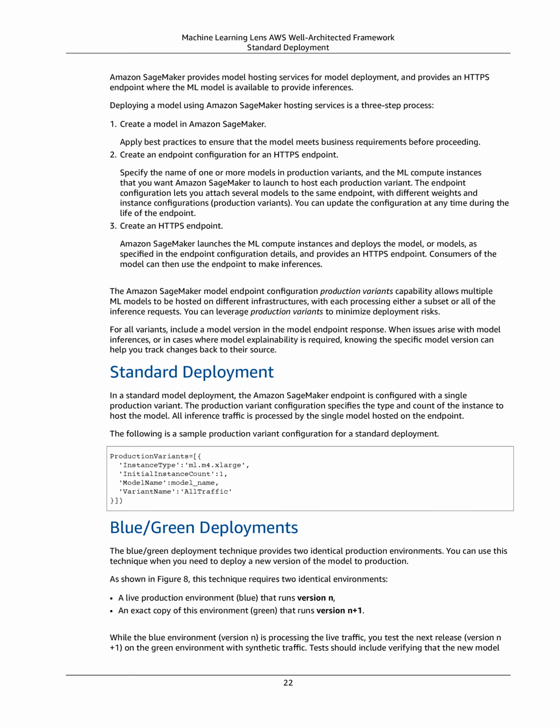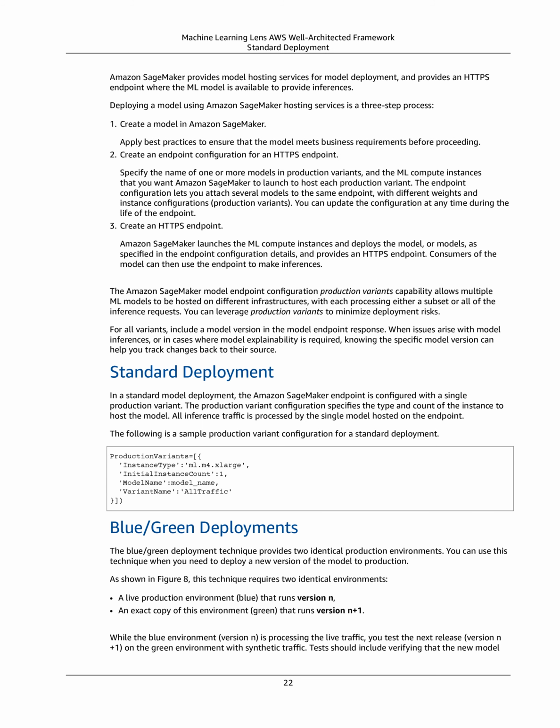Standard deployment. In a standard model deployment, the Amazon SageMaker endpoint is configured with a single production variant. The production variant configuration specifies the type and count of the instance to host the model. All inference traffic is processed by the single model hosted on the endpoint. The following is a sample production variant configuration for a standard deployment.